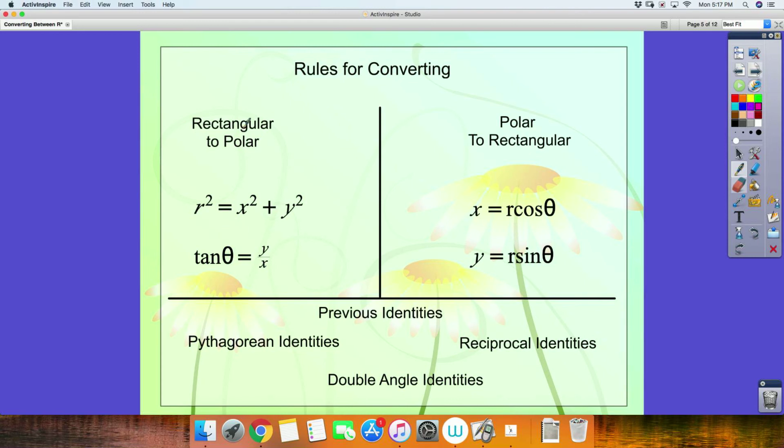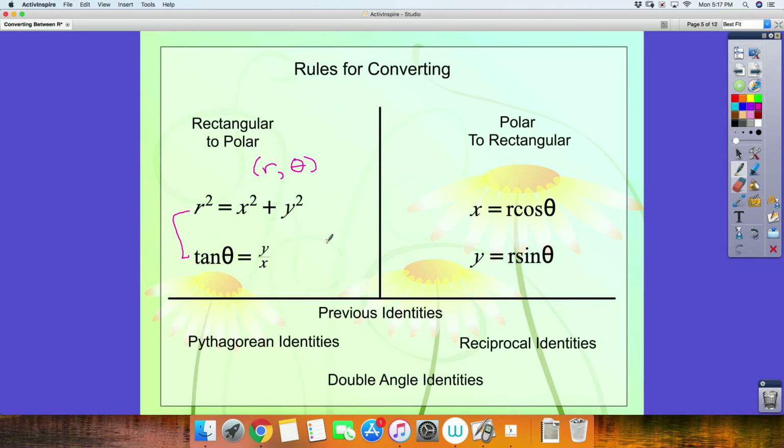When we're going from rectangular to polar, we're going to be using these two equations. The first one is what's going to give you your r value. And the second equation is what's going to give you your theta. Now, you'll notice that this looks very similar to the Pythagorean theorem.